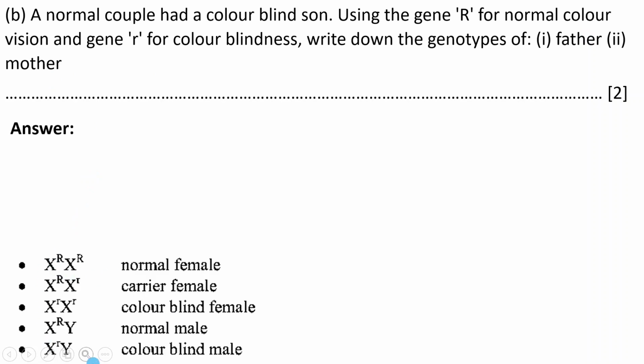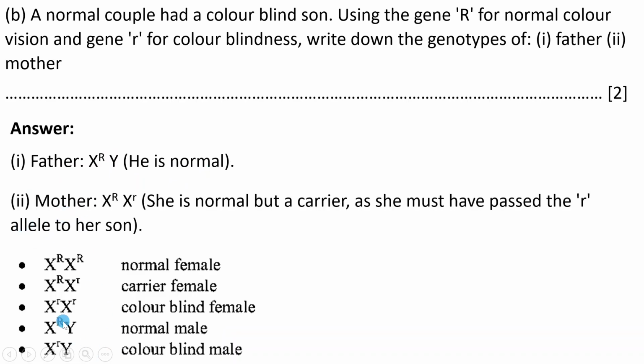So these are the possible genotypes which are there to help us. So if the mother is a carrier, it means we'll pick this one. A father, because was normal, has this one. Same father, this one, normal is normal. Then mother, it will be this one here. She is normal but a carrier, as she must have passed the r allele to her son. So that is that. So we have answered. The father is this one, the mother is this one.